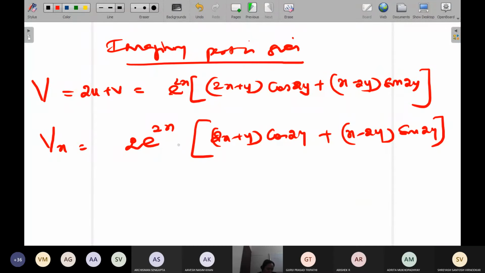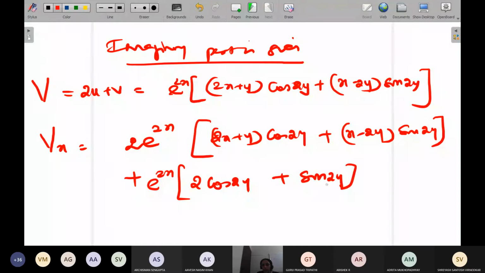Then plus e power 2x into differentiation of the inside term. When you differentiate the inside term with respect to x, you'll get 2 into cos 2y plus sin 2y. Here itself I'll substitute. I want pi 1 of z comma 0, which will be equal to my Vx.